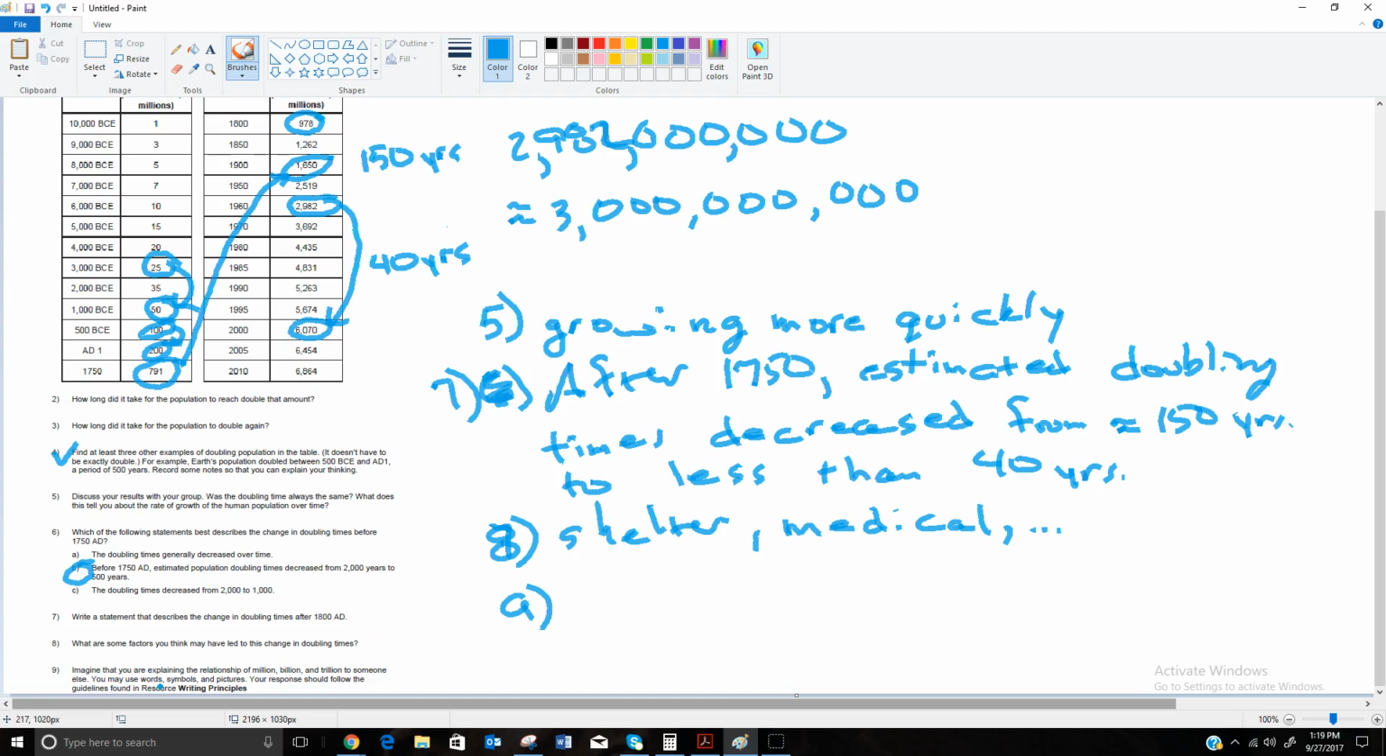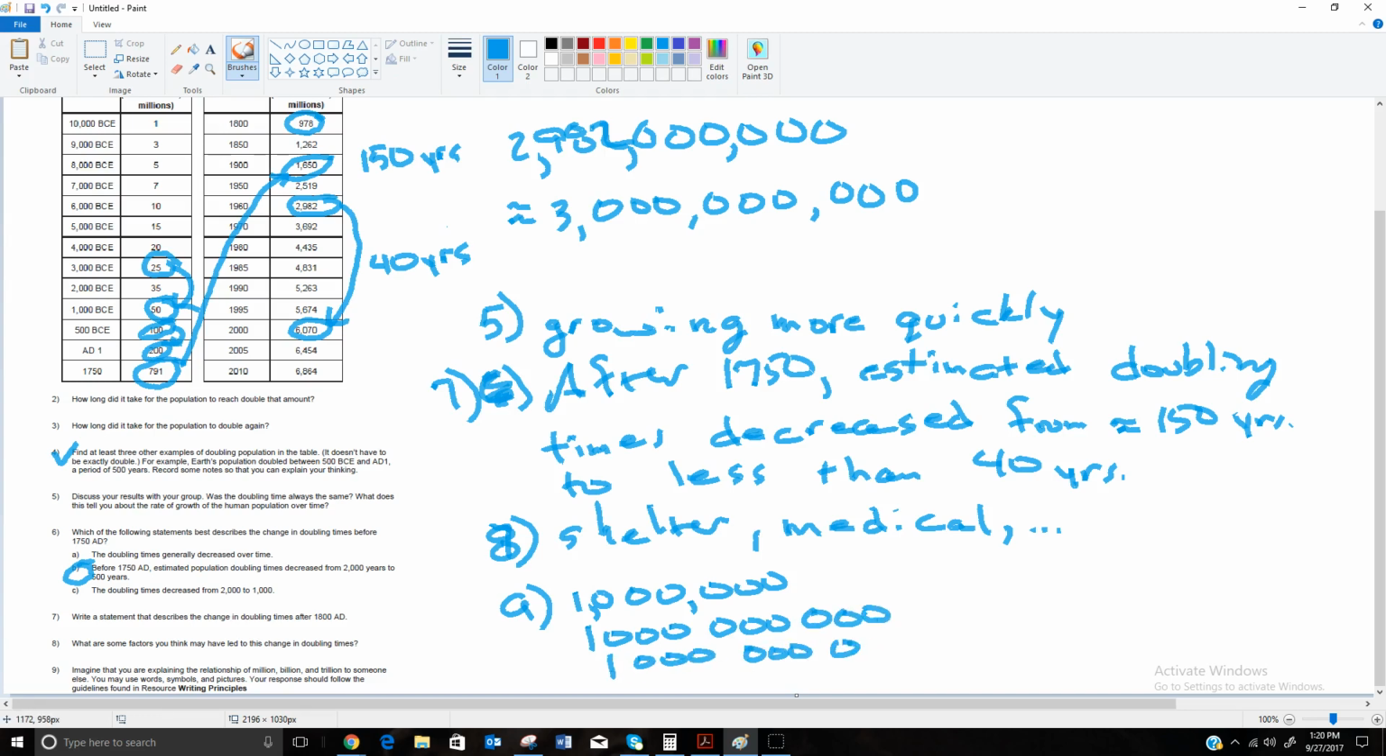It says, imagine that you're explaining the relationship of million, billion, trillion to someone else. You may use words, symbols, and pictures. Your response should follow the guidelines. So here they would just be talking about, like, how would you explain the difference between a million and a billion and a trillion to someone? Well, if you have a million, and we want to compare that to a billion, and then compare that to a trillion.